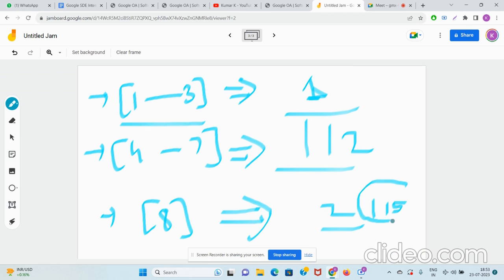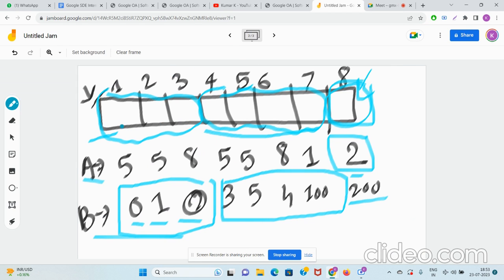So they are saying try any kind of partition you want, but bring the minimum answer for me.